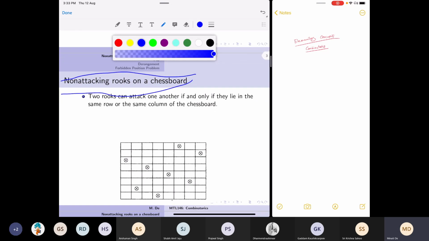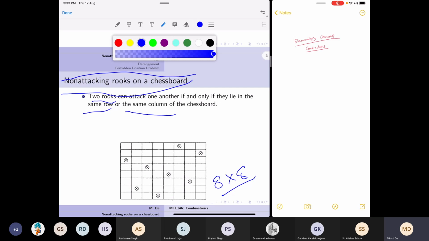So what is the meaning of that? I hope almost all of you are familiar with the chessboard. Let's consider this is an 8 cross 8 chessboard. We are saying two rooks can attack each other if and only if they lie in the same row or in the same column of the chessboard. So, for example, in this example figure, you can see, is there any rook which is attacking another?